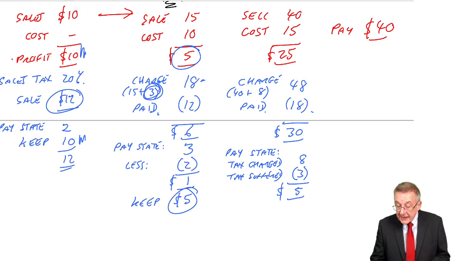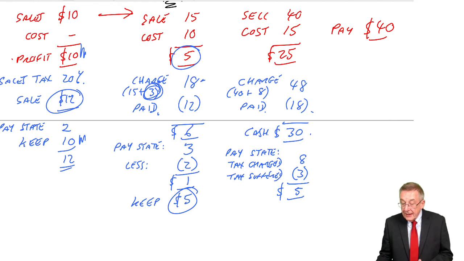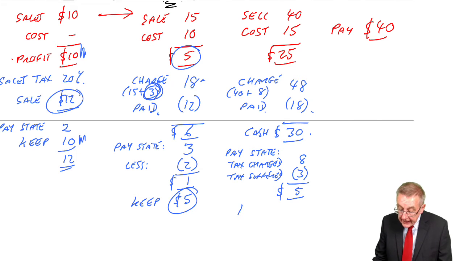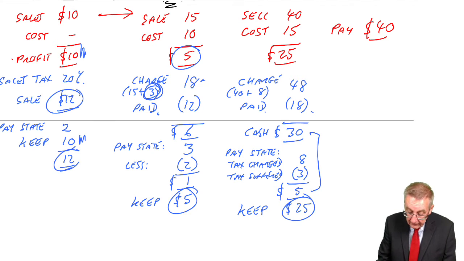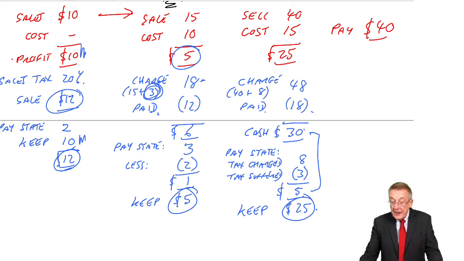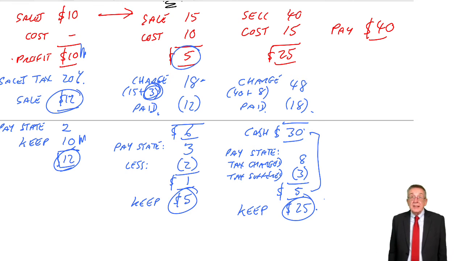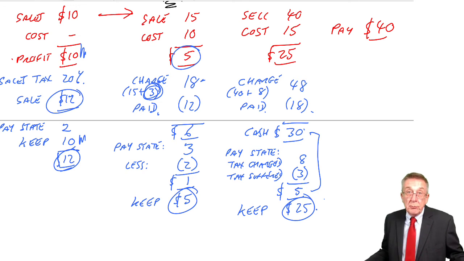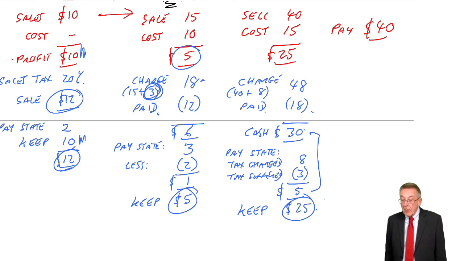So they did have net cash of 30. $5 has had to be paid to the state, and so they keep the remaining 25. And it's made no difference. Without tax, they'd have ended up with 25. With tax, they still end up with 25. Again, there's hassle involved, recording, and you've got to keep records of the state and paying it over. But otherwise, it's made no difference.